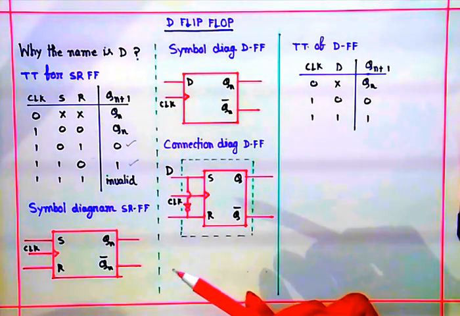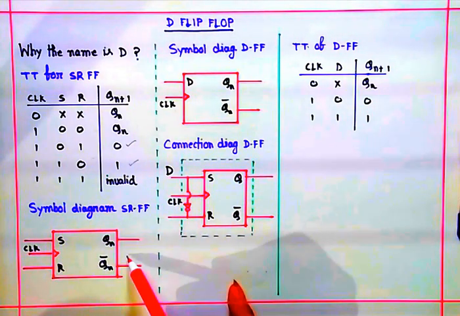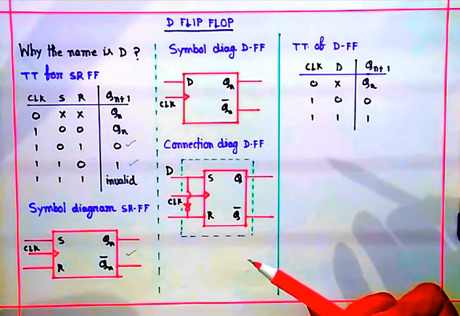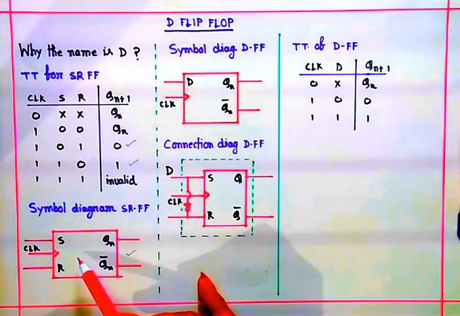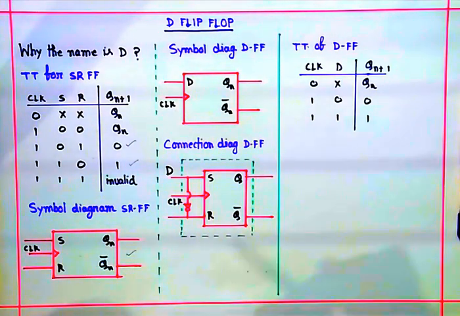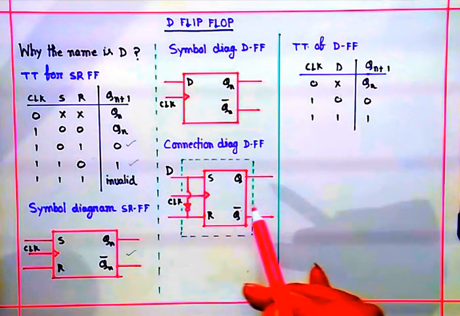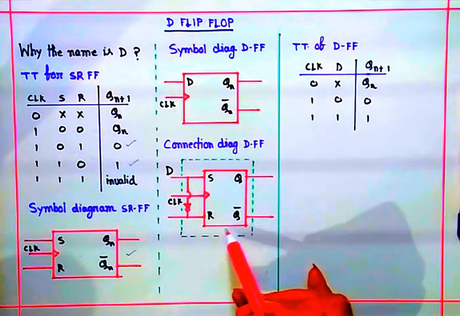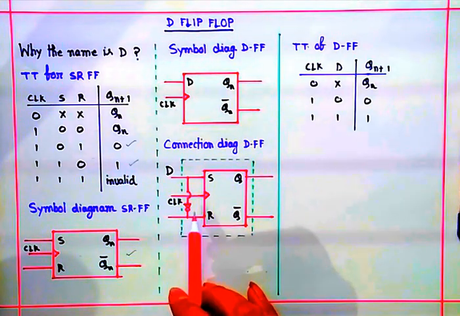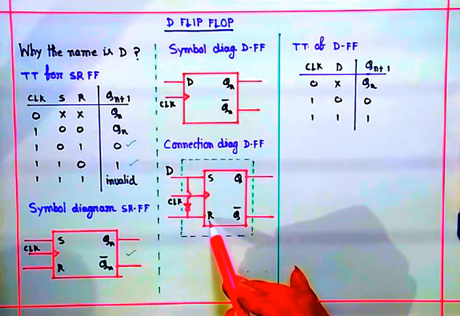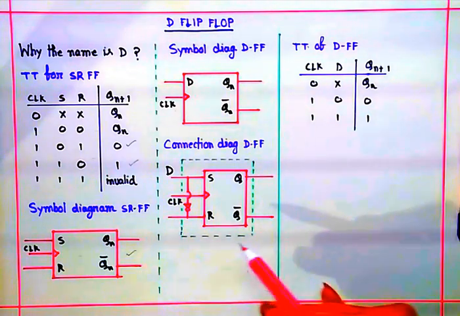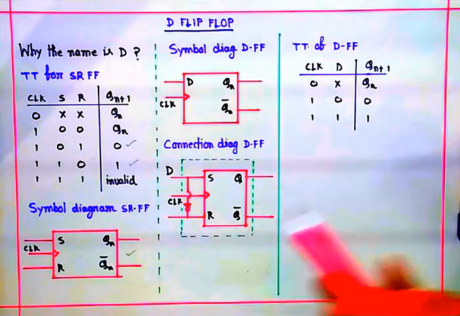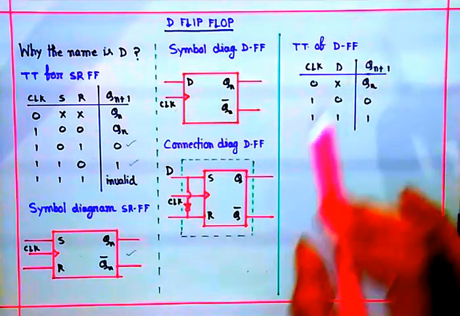Okay, now you know that symbol diagram of SR flip-flop is like this. You can easily form the connection diagram of D flip-flop from this SR flip-flop. Okay, so that is the SR flip-flop given. Just connect a NOT gate between S and R. Simply you will get the D flip-flop. Clear? Now how does the truth table of D flip-flop look like?